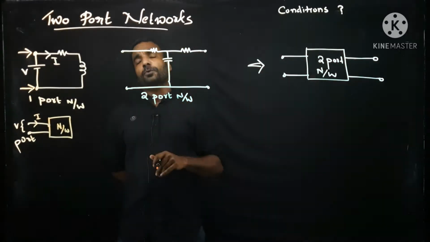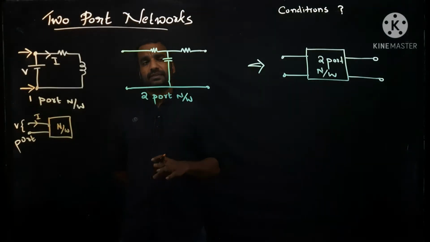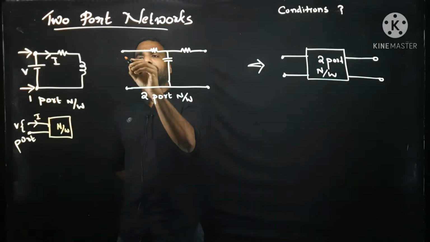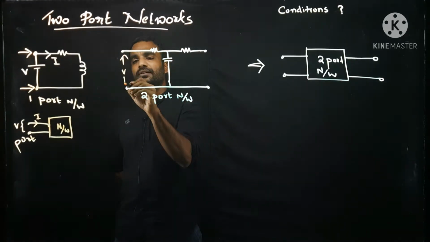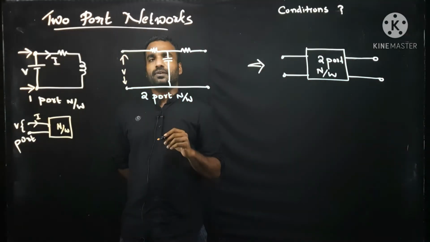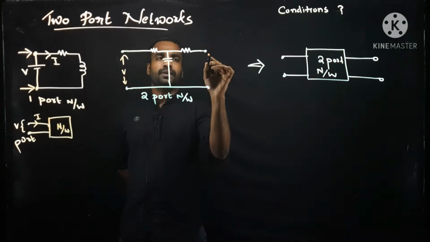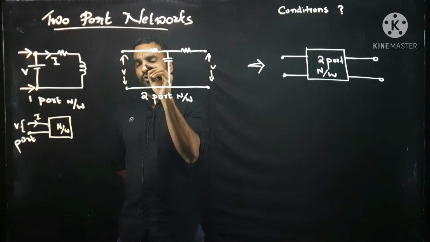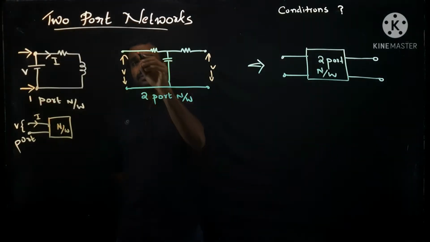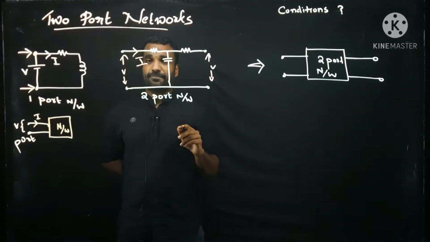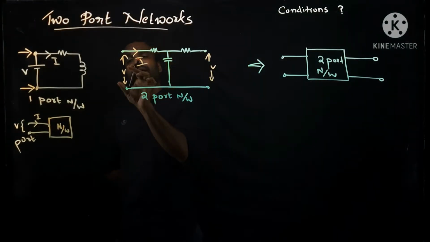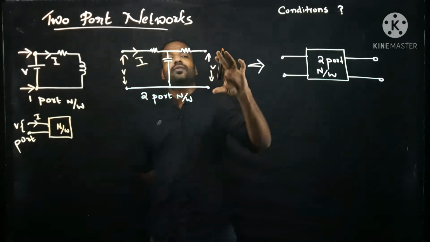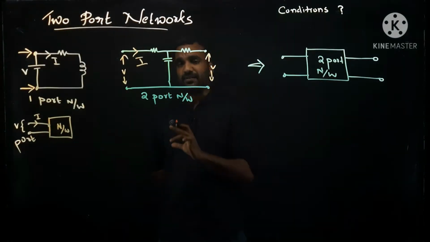But this is a two-port network. Why? Because this has one port here and one port here. We can supply some voltage here and observe how much voltage is developing across here. When voltage is applied, normally a current will pass. So voltage is applied and current passes in port 1, whereas I don't know what happens in port 2. I have to measure.